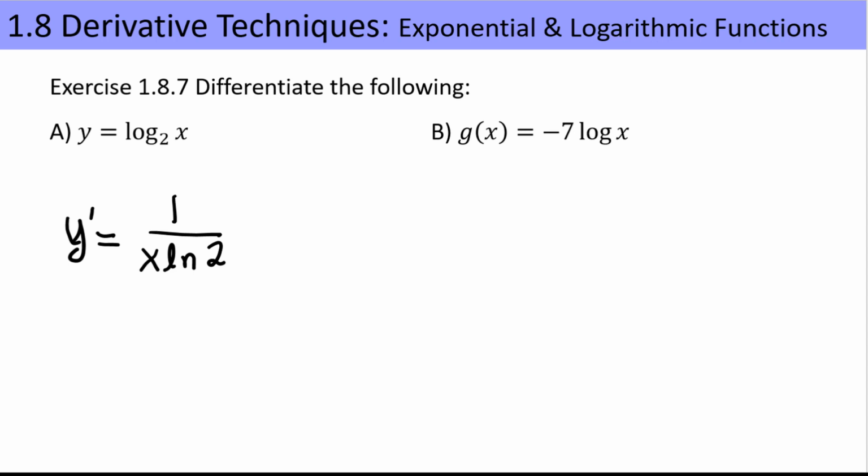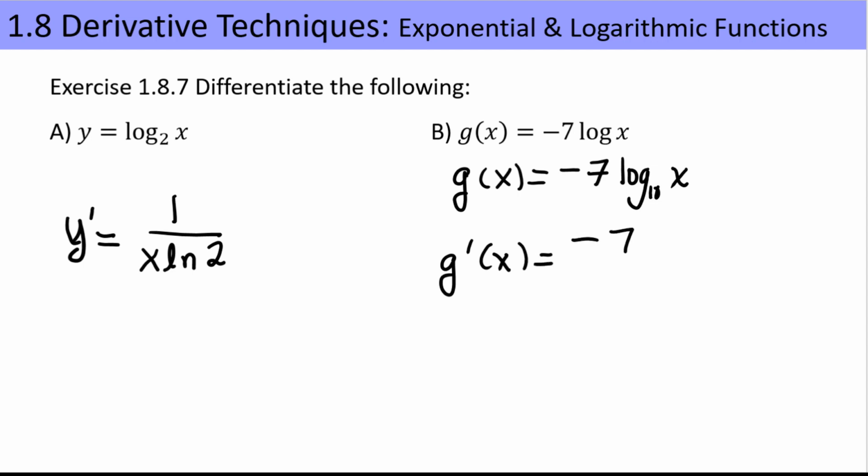Let's do this again for part B. That is, g of x equals negative 7 times log base 10 of x. The log is understood to be base 10. If it is helpful for you, go ahead and write g of x equals negative 7 log base 10 of x. Now we're ready to take the derivative, and we would have g prime of x is equal to, the negative 7 is a constant, it stays put, divided by x times the natural log of the base, which is 10.